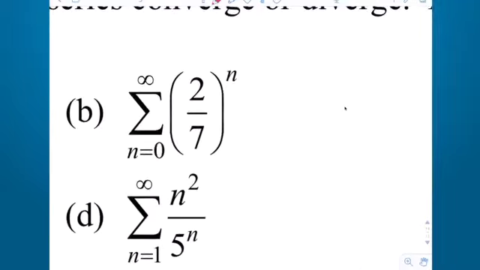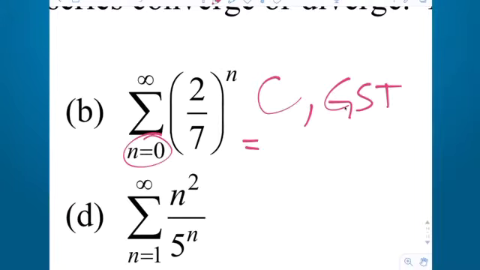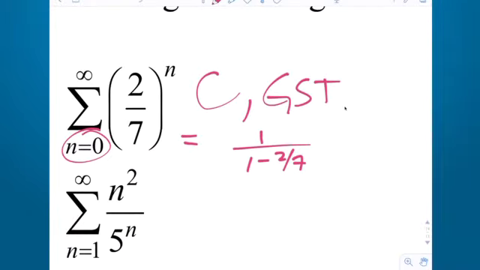Letter B. This one converges by the geometric series test. 2/7 is less than 1. Now we can actually figure out what this one converges to. What would be the first term if you plug in a 0? 1 over 1 minus 2/7. So that would be 7/5. This one converges to 7/5. Okay?